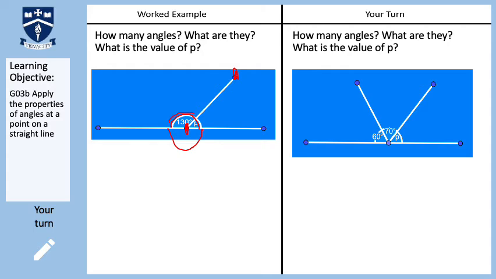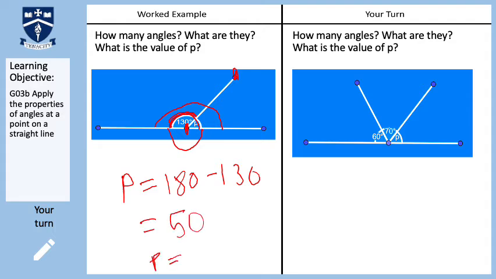Well, if this is 130 and we know that this whole thing is 180, in order to work out the value of P, we would do 180 take away 130, which equals 50. Therefore, P is 50 degrees. Remember, with angles, you always put the degree sign. Okay, copy this out as a model and then have a go at the one on the right-hand side.